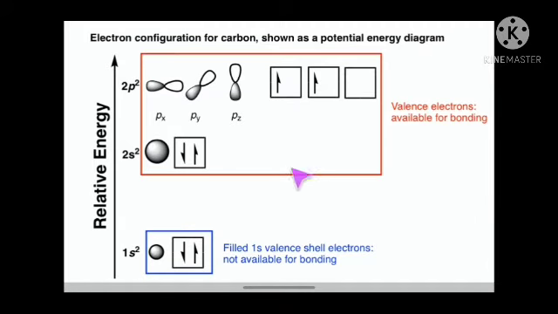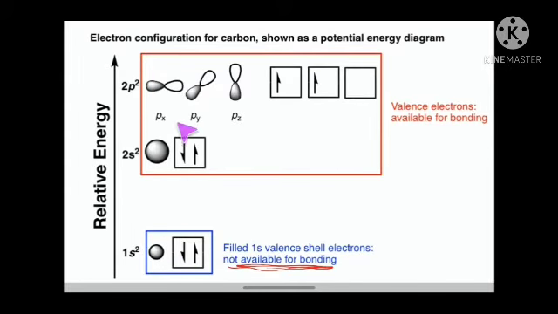Right, so here you can see the energy level diagram. This is the first energy level. That first energy level has one s orbital, which has two electrons. So this orbital is not available for bonding. It's not available for bonding because it is very stable and very close to the nucleus, so the nucleus would keep it under control. So it won't be available for bonding.